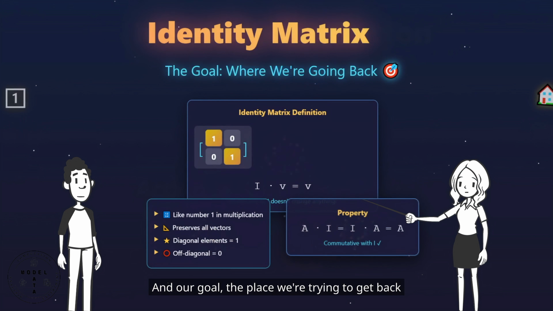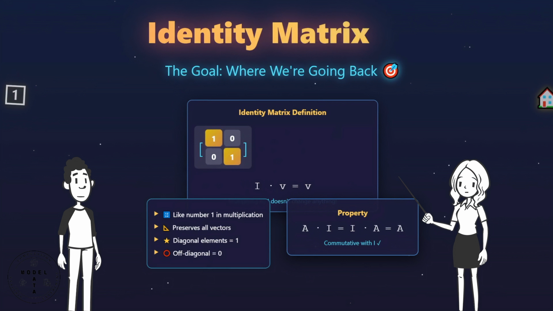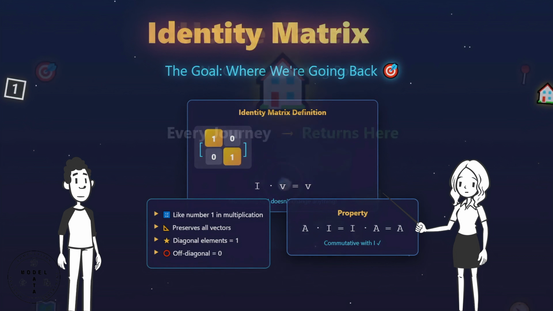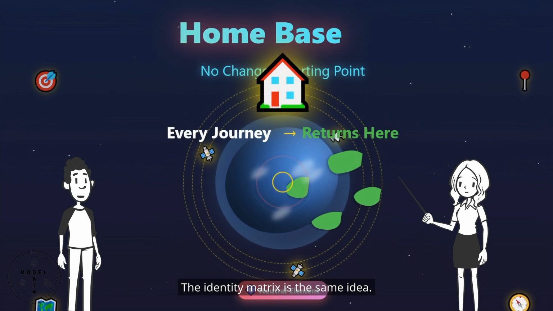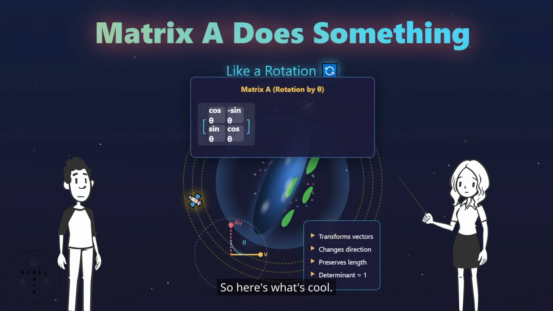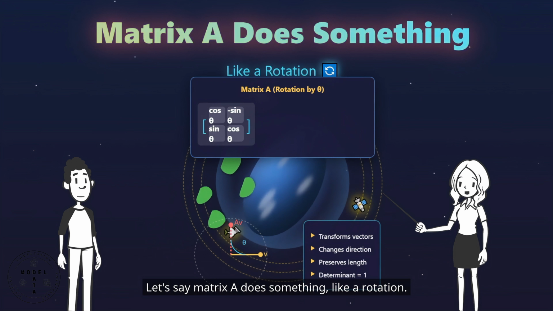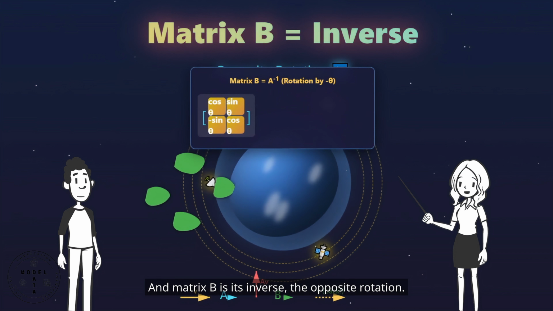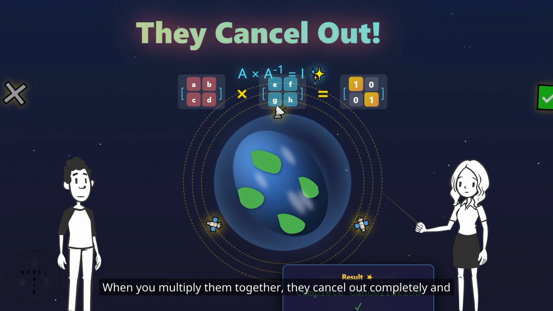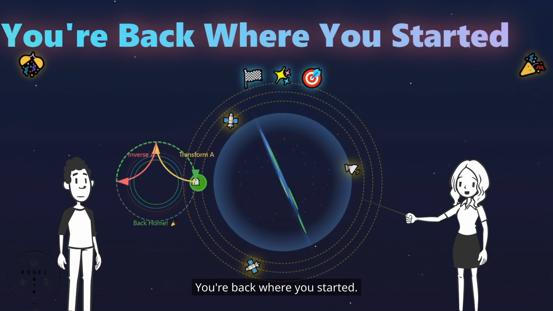Perfect. And our goal, the place we're trying to get back to, is called the identity matrix. Think of it like the number 1, you know how multiplying by 1 doesn't change anything? The identity matrix is the same idea. It's home base. No change. So here's what's cool. Let's say matrix A does something like a rotation, and matrix B is its inverse, the opposite rotation. When you multiply them together, they cancel out completely and you get the identity matrix. You're back where you started.